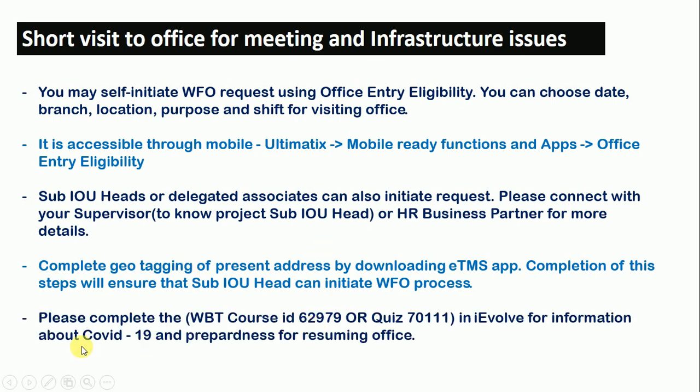Please complete the course ID 62979 or quiz 70111 in iEvolve for information about COVID-19 and preparedness for resuming office. So this is a mandatory step. You have to complete any of these trainings, and only after that you will be able to initiate your work from office request. And these trainings are very easy. These are based on the guidelines that you have to follow for the precaution from COVID. It might take some time for activation after completion of prerequisites.